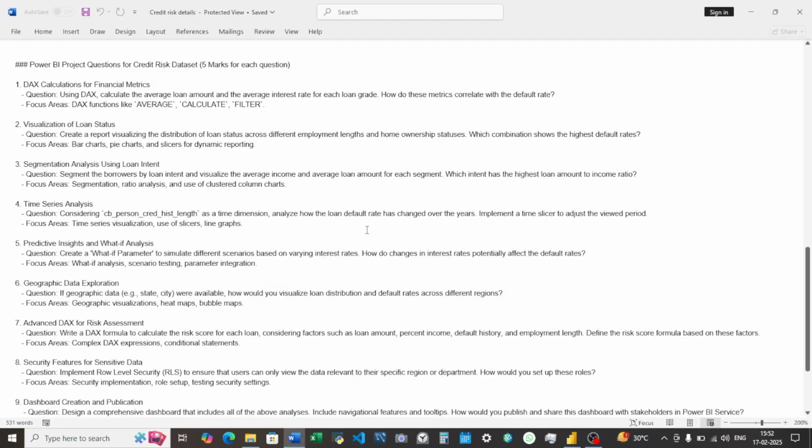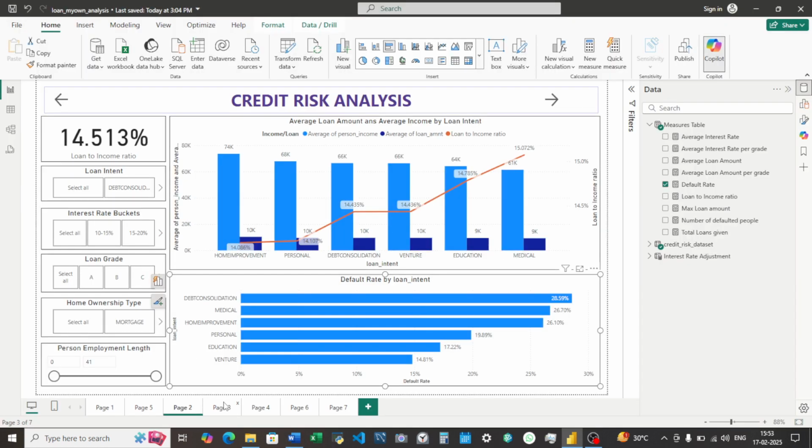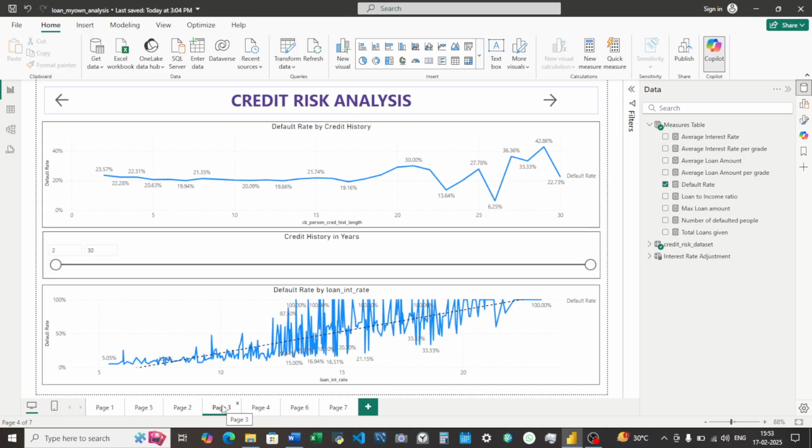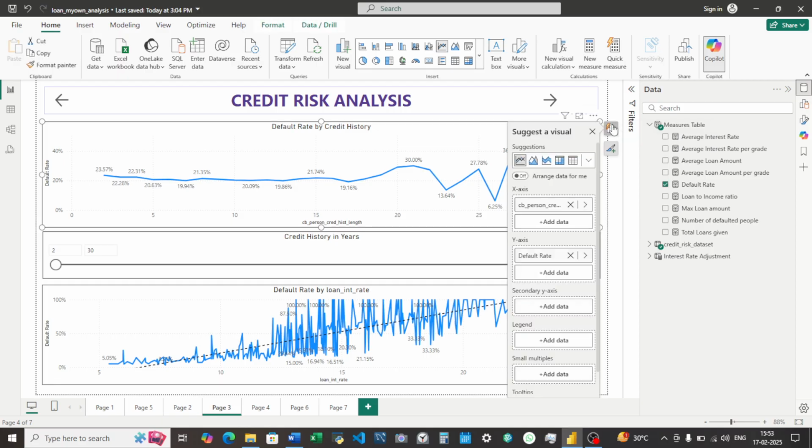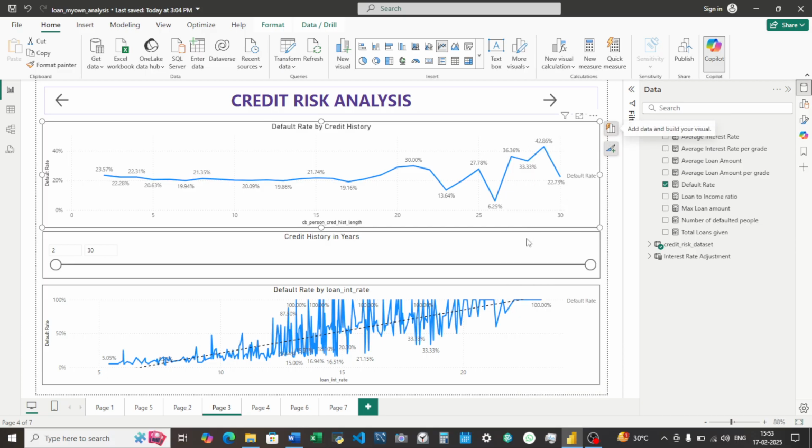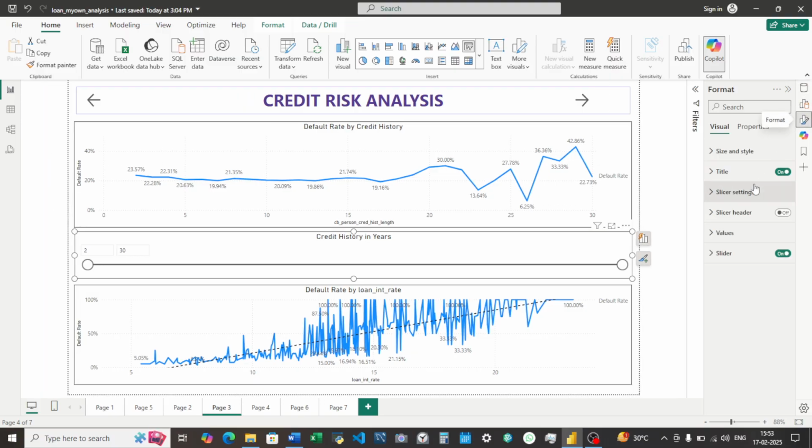Time series analysis. Considering credit history length as a time dimension, analyze how the default rate has changed over the years. Implement a time slicer to adjust the review period. To answer that, I have made use of a line chart, with the credit history length on the x-axis and the default rate, which I computed previously, on the y-axis. Then I inserted a slicer, credit history in years, and using the format option, I changed the slicer style to in between, so that I could adjust the values of the credit history and look at the trends more minutely.